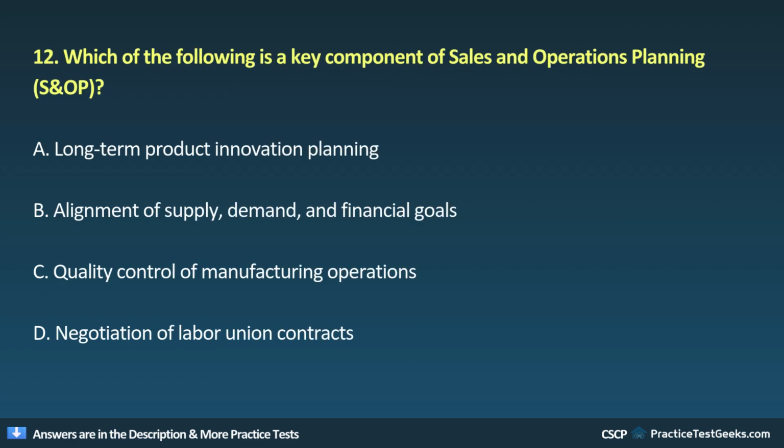12. Which of the following is a key component of sales and operations planning, S&OP? A. Long-term product innovation planning. B. Alignment of supply, demand, and financial goals. C. Quality control of manufacturing operations. D. Negotiation of labor union contracts.